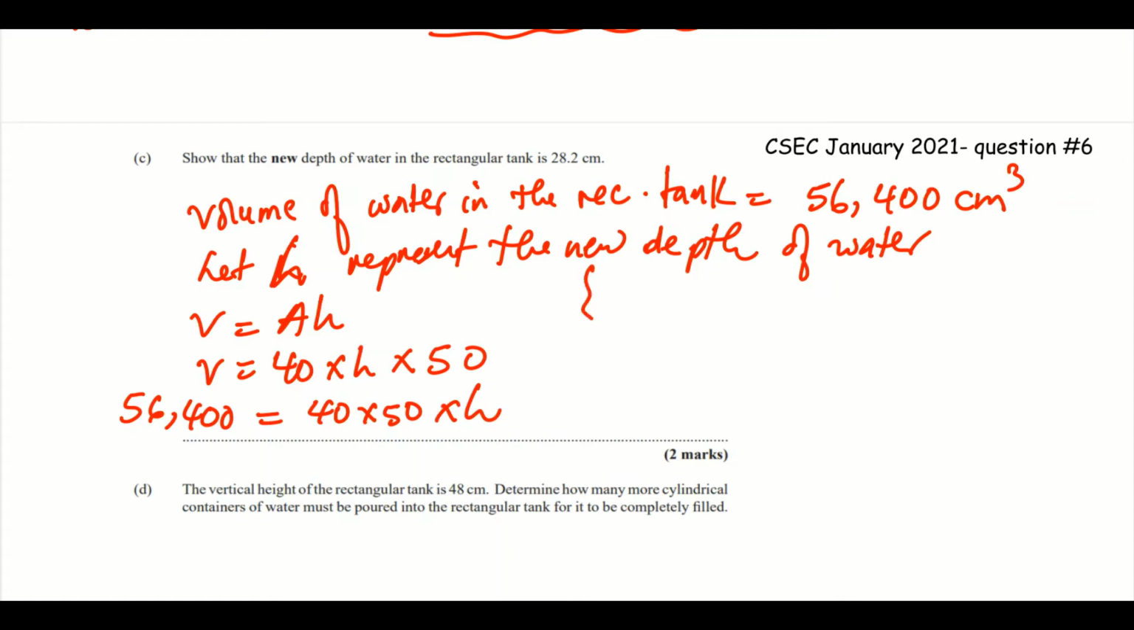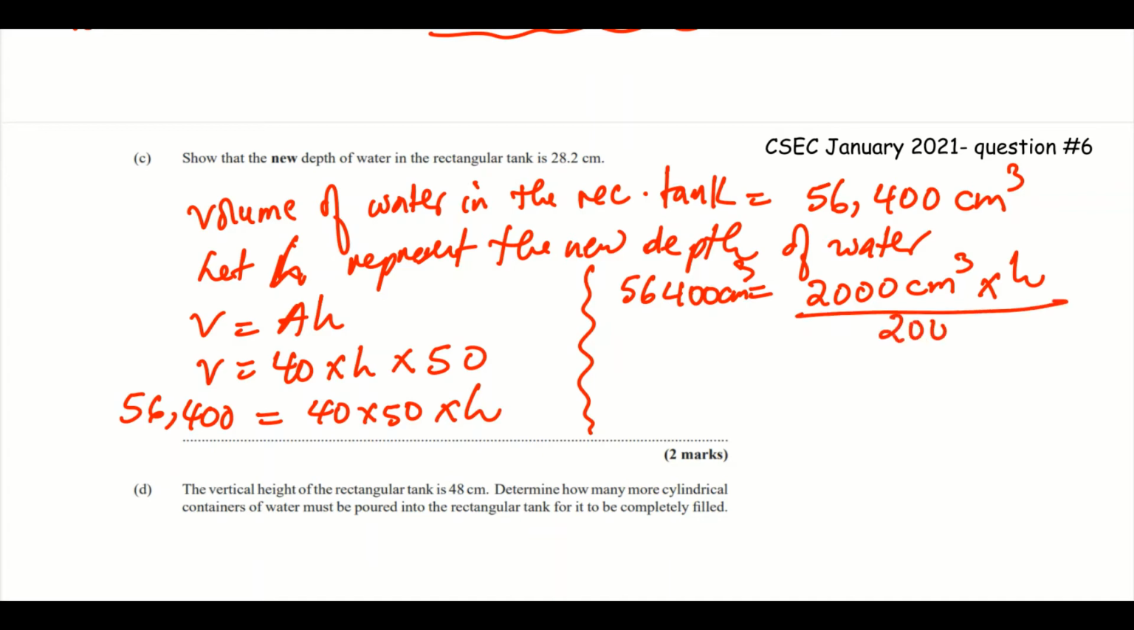Just to separate it a bit for easy calculation. So now we know 56,400 is equal to 40 times 50, so we have 2,000 centimeter cube. I keep leaving off my unit. Times height, which is the depth of our tank, or we could use D if you wanted to use D. And we're going to solve for h, or transpose for h. So we're going to divide both sides by 2,000 centimeter cube.